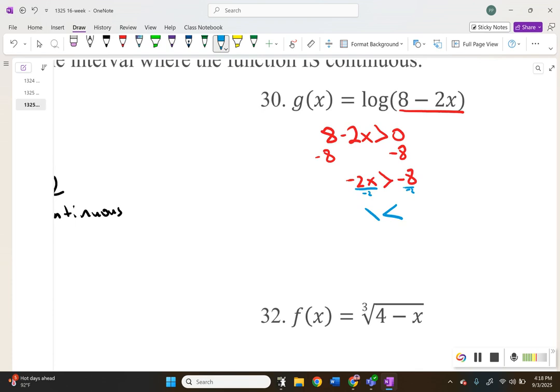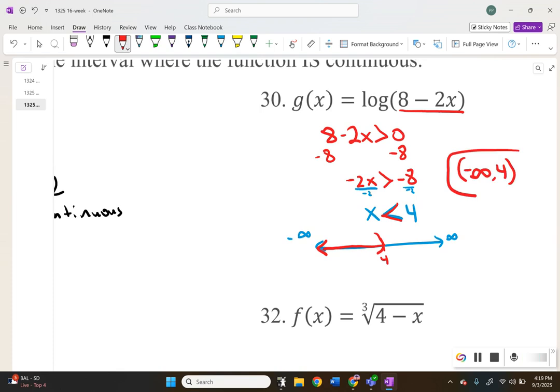So if we think of a number line going from negative infinity to positive infinity, and 4 is right there, it's pointing in the direction we're going. We're going this way, and it does not equal it. So this is going to be a parenthesis around the 4. So our interval is going to go from negative infinity all the way to 4 and have a parenthesis.